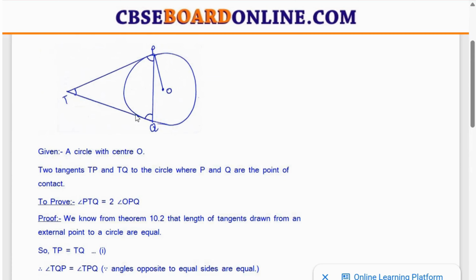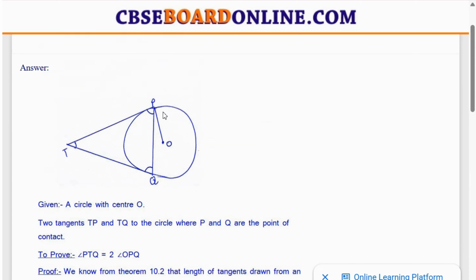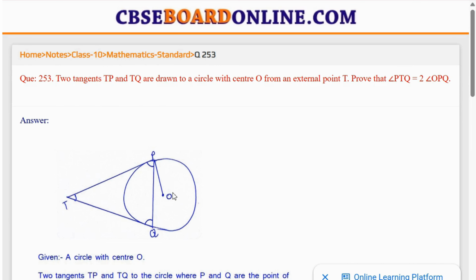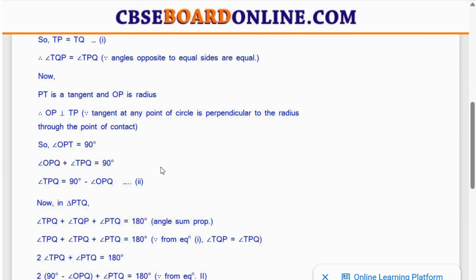This means this angle is going to be equal to what? This angle, QP, is equal to what? Right? Now since both of these tangents are equal, this angle and this angle are also equal to each other. Since this point is a tangent, OP is perpendicular to what? It is perpendicular to PT. This means the sum of this angle is going to be 90 degrees, right?